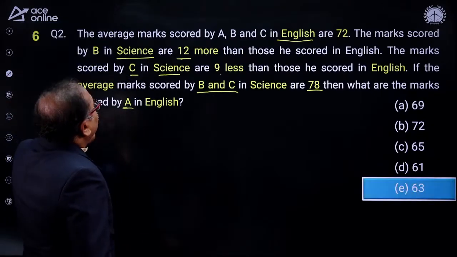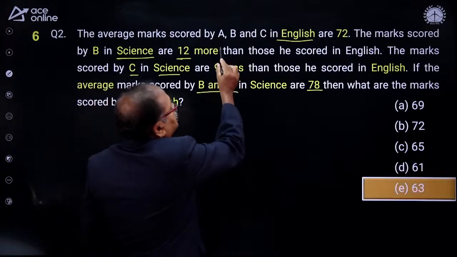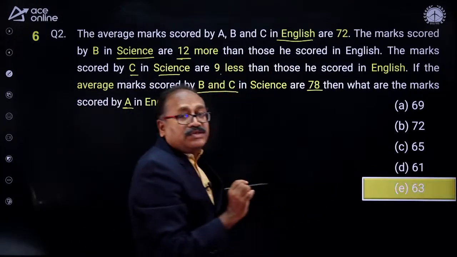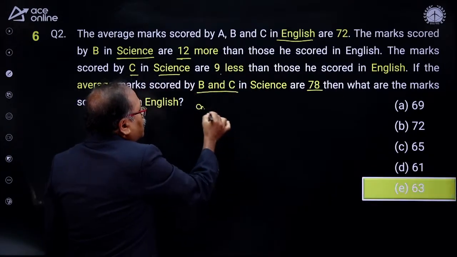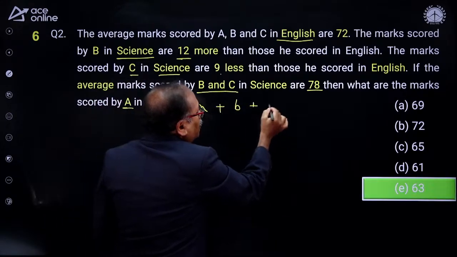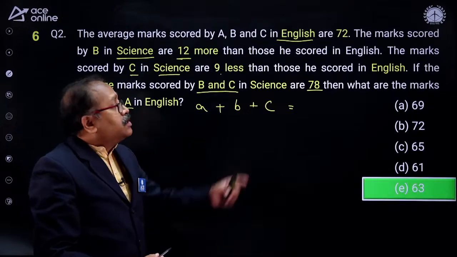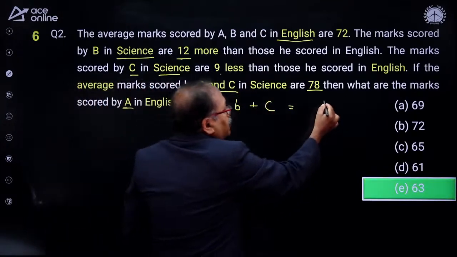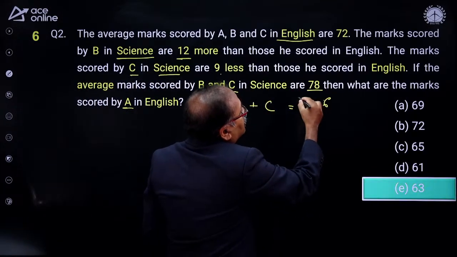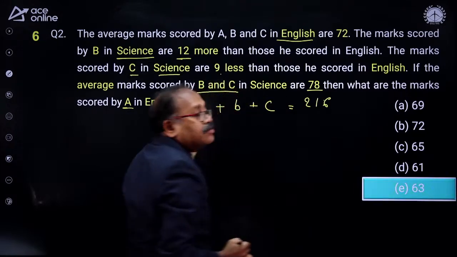Let's assume that the score of A, B and C is small a, small b and small c. So what is the total of small a plus small b plus small c? So 72 into 3, because that's the average for 3 numbers. So 3, 2 is 6 and 3, 7 is 21. This is what the total is.